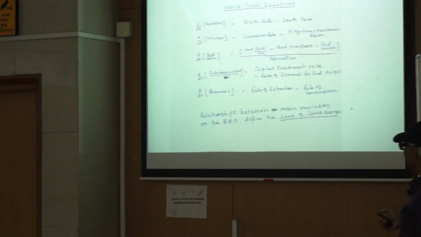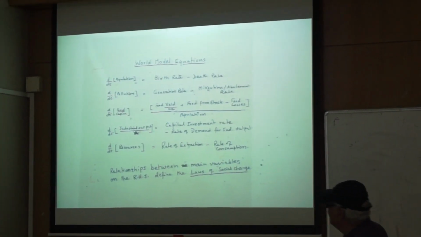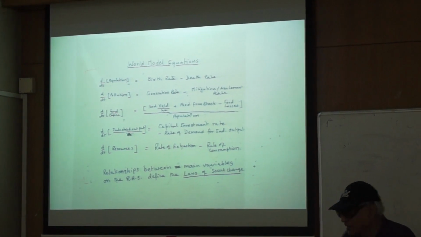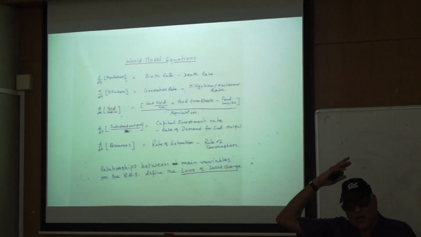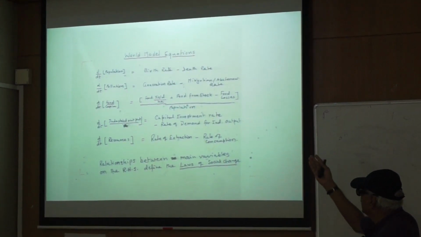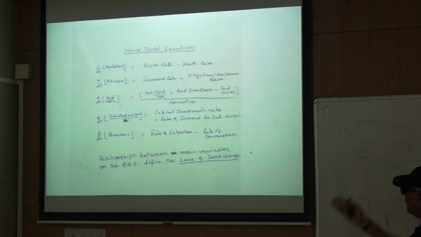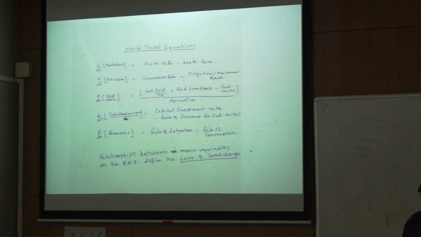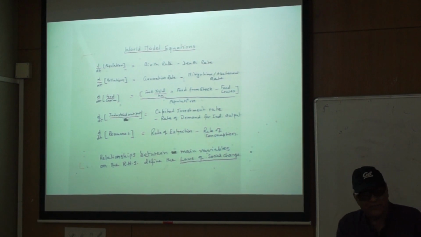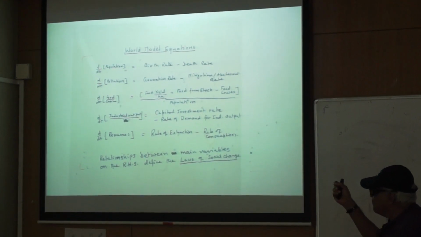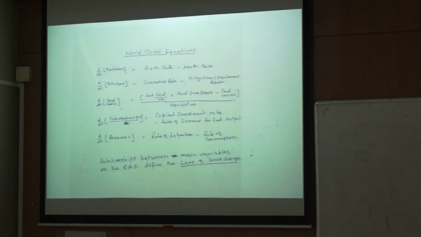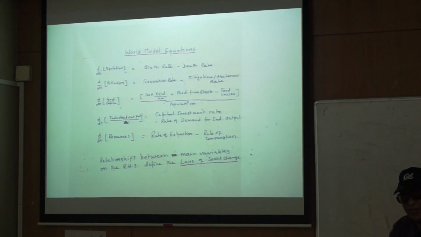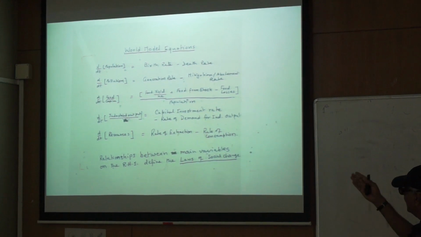Food per capita, by dt, is food yield per hectare, that's present productivity, plus any food that you may have stocked from previous years, minus food losses, divided by population. That will give you the current value of food per capita. Industrial output: rate of capital investment minus rate of demand of industrial product. Resources: rate of extraction and rate of consumption.